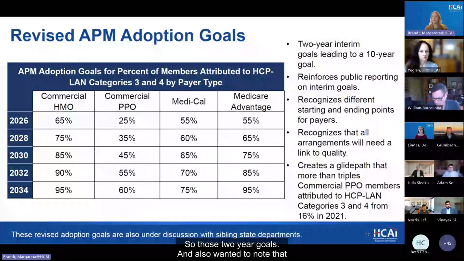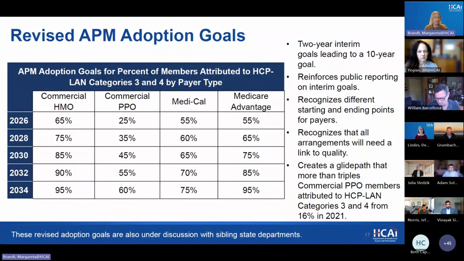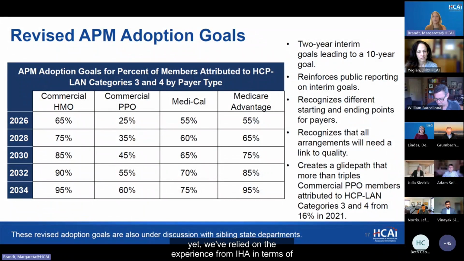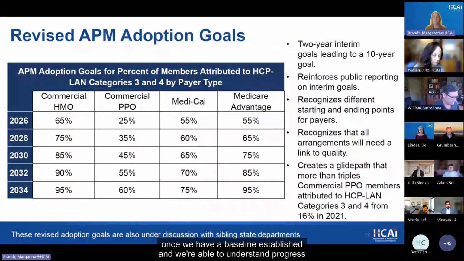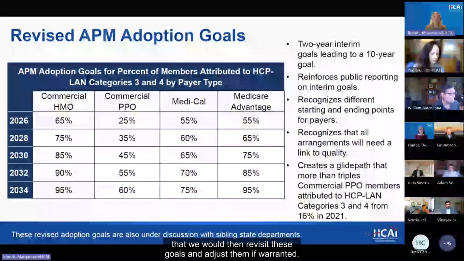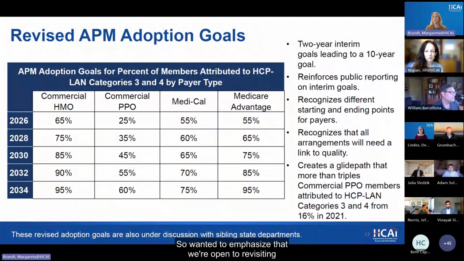Also, we wanted to note that since OHCA does not have alternative payment model adoption data yet, we've relied on experience from IHA in terms of their data and other data that we have available. We may consider revisions to these goals after the first 2 years of data collection. So essentially, after those first 2 years, once we have a baseline established and we're able to understand progress towards that first 2026 goal, we would then revisit these goals and adjust them if warranted. So we want to emphasize that we're open to revisiting these goals after we collect some initial years of data.